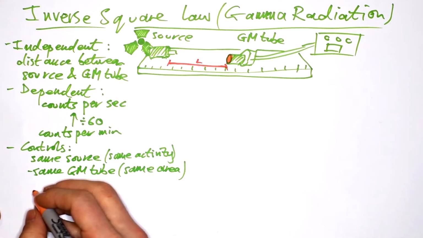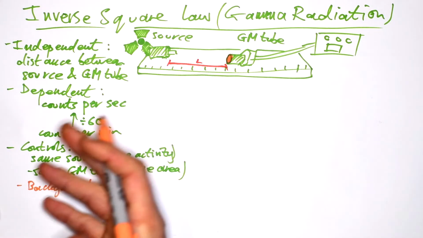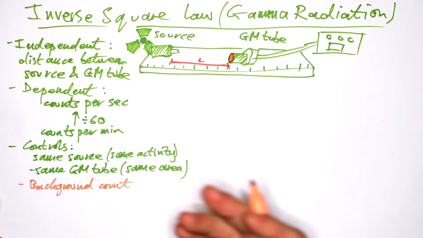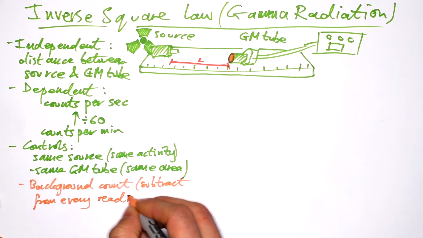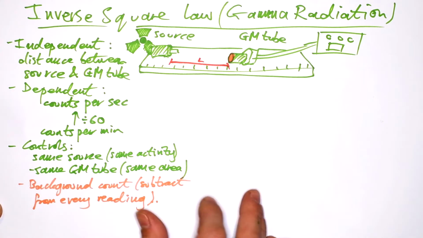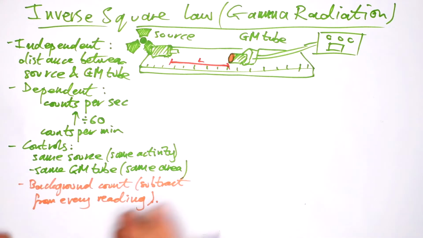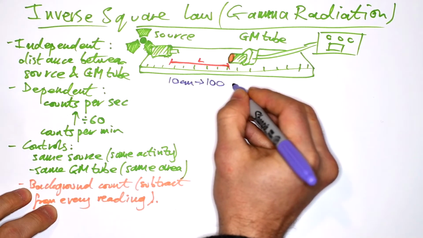To ensure that we get nice accurate results, we want to do a background count. So we just take the source away and we count how many bits of radiation we're detecting every minute, and then we subtract that from every reading after that. And that gets rid of any systematic error that could have been there because of background radiation. What kind of distances do we want? Well, 10 centimeters to 100 centimeters is ideal.